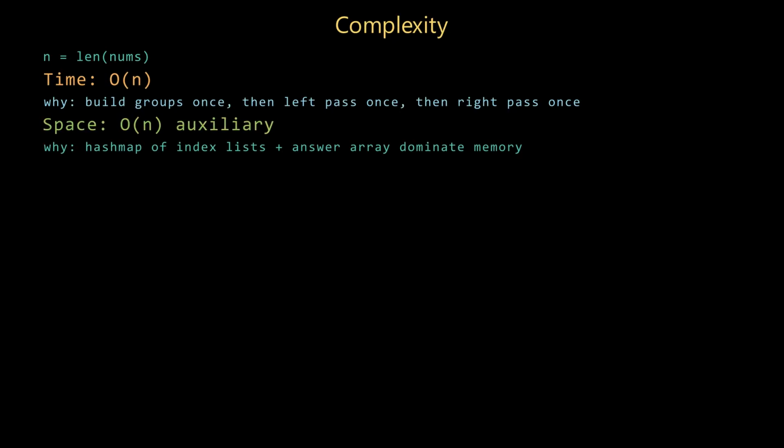Time is O(n) because we do one grouping scan, one left sweep, and one right sweep overall. Space is O(n) auxiliary for the hashmap buckets plus answer array, with only constant extra counters per pass.